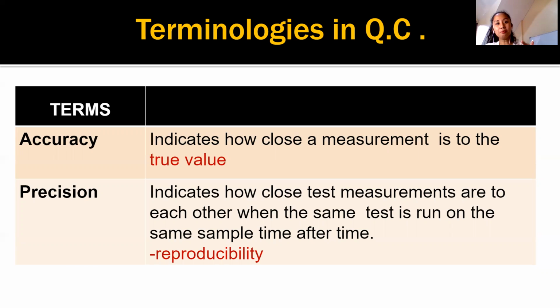So, example, sa 10, nagpa-test nga ako ng glucose. Sa 10 test ko, 110 milligrams per DL ang result ko. Dapat magkakalapit lang yung mga resulta: 109, 111, 110, 110.5, 110.8, dapat magkakalapit yung results. So, kung magkakalapit yung results sa 10 na run ng blood ko, ibig sabihin, your test is precise. Pero biglang nagkaroon ng 120 mg per DL, ay imprecise na yung test mo.